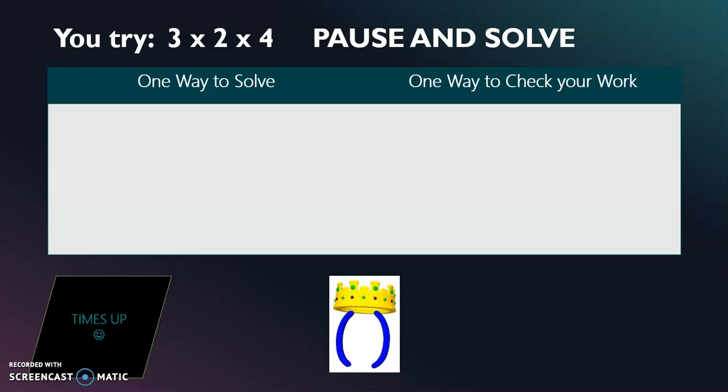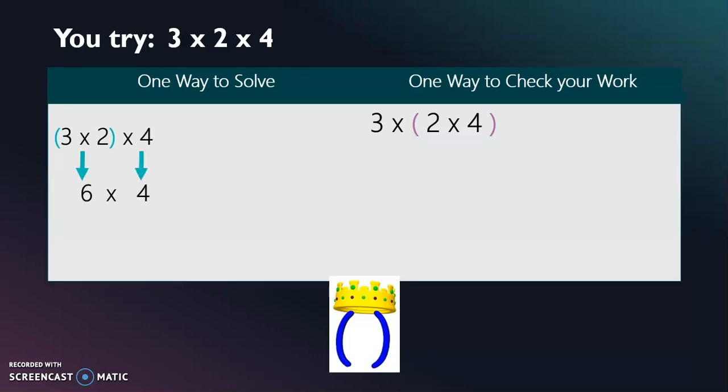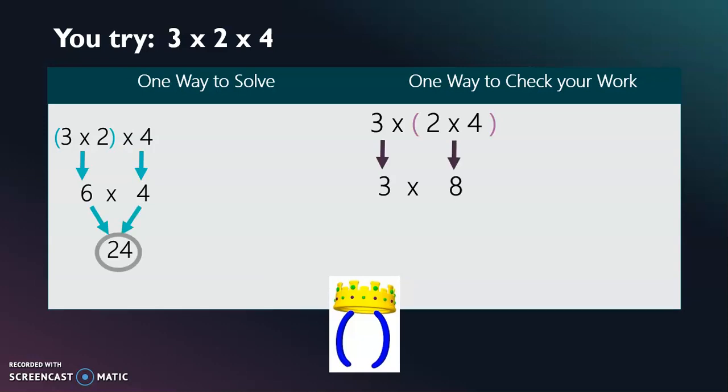Alright, your time is up. If you need to pause this video and solve it, which you probably do, please do. So let's go ahead and reveal the answers. So I have paired them up already. I paired the first 2 factors up for the first one, and then the last 2 factors up for the second one. So just to solve the first one, I did 3 times 2 equals 6. I pulled down the 4, so 6 times 4 equals 24.